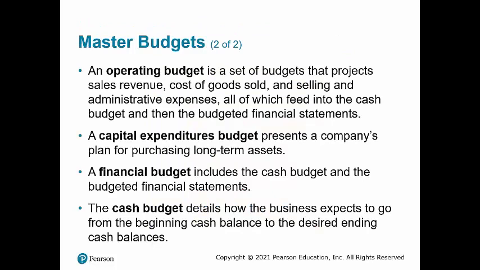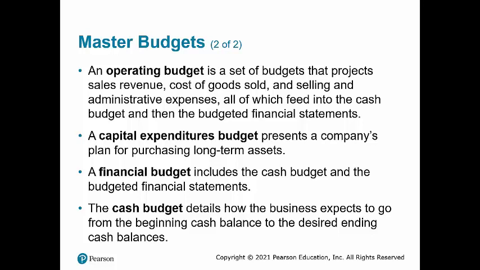An operating budget is the set of budgets that project sales revenue, cost of goods sold, and selling and administrative expenses. All of that information will feed into the cash budget and then the budgeted financial statement. The first component of the operating budget is the sales budget. That is the cornerstone of the master budget because sales affect most other components of the master budget.